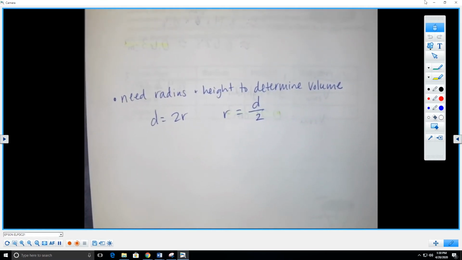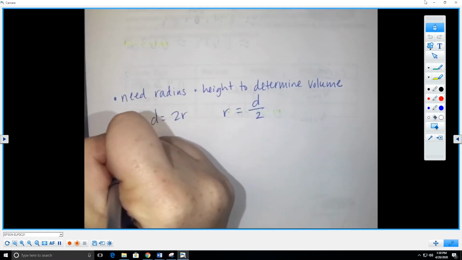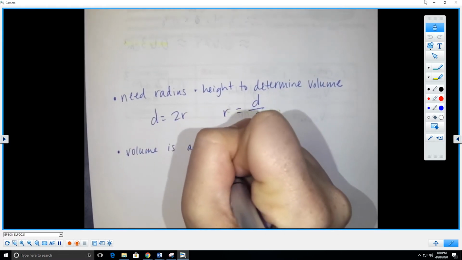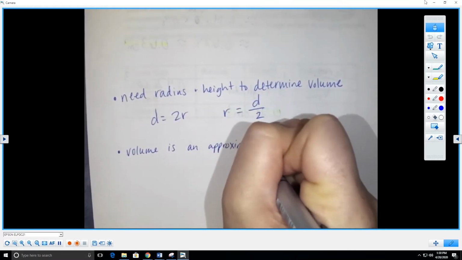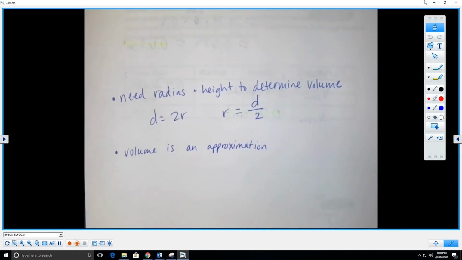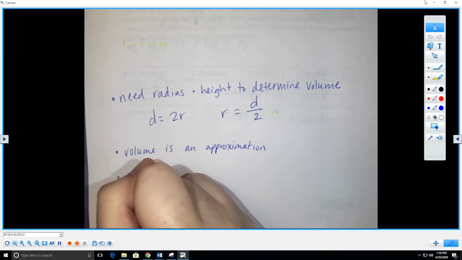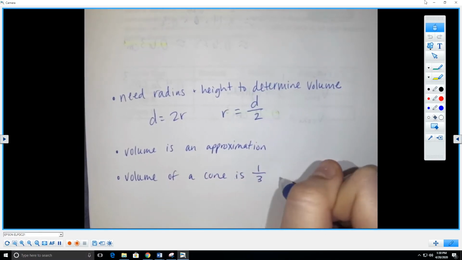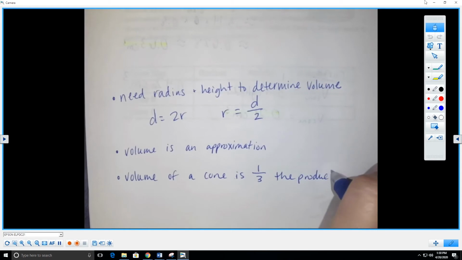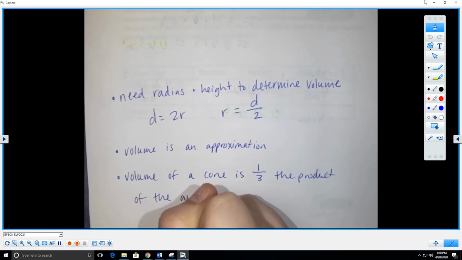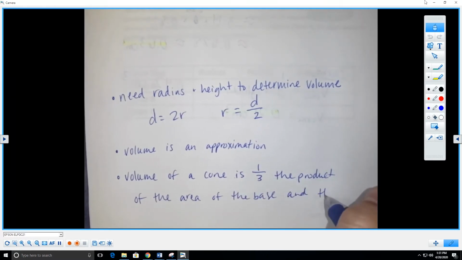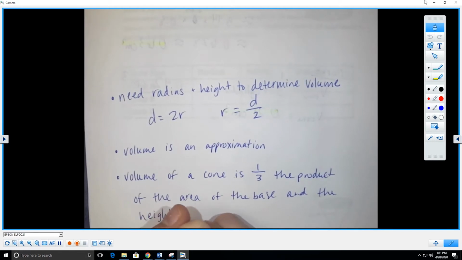As with a cylinder, the volume of the cone will be an approximate number. So volume is an approximation because what we're using for pi is 3.14, and that's an approximate number. Next, the volume of a cone. So volume of a cone is 1/3 the product of the area of the base and the height of the cone.